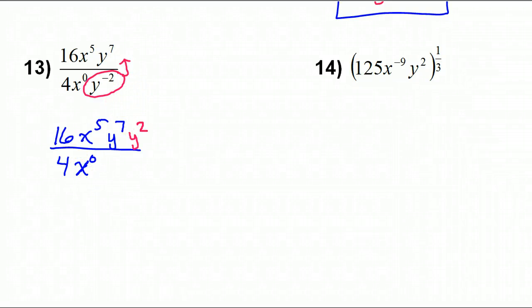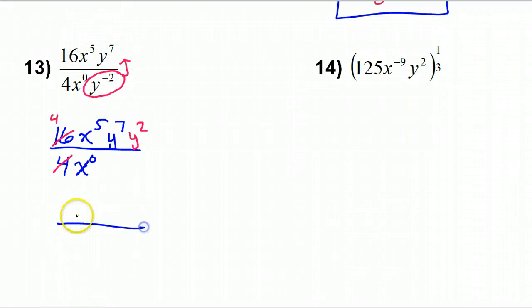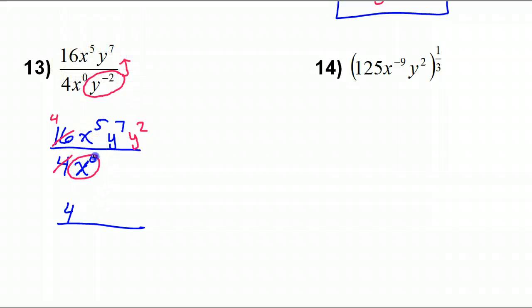Now I'm going to simplify stuff. Now, 4 goes into 16 4 times. So for that reason, in the numerator, now I have a 4. Now let's deal with the x's. Well, x to the 0 power is 1. So this becomes a 1, which I don't need to write down. So that just is going to leave my x to the 5th power unchanged.